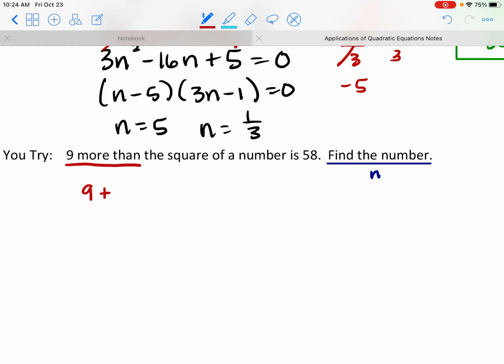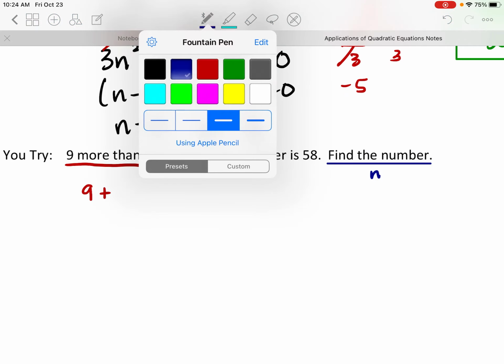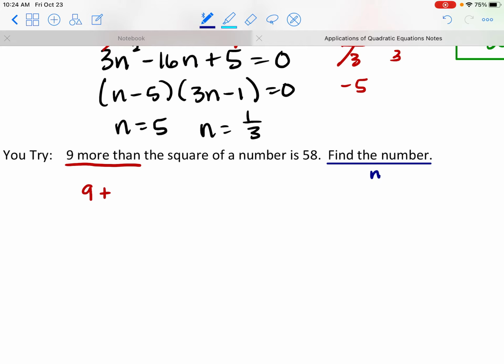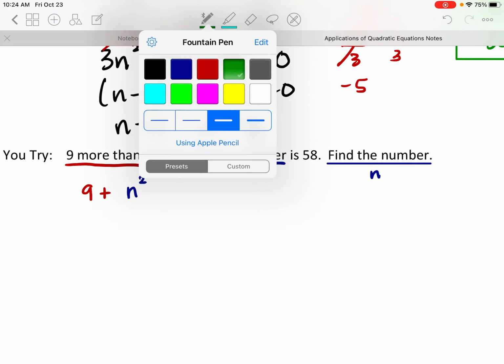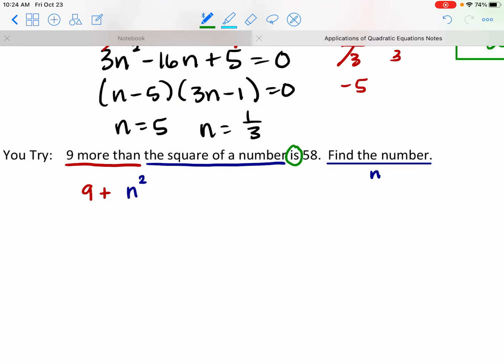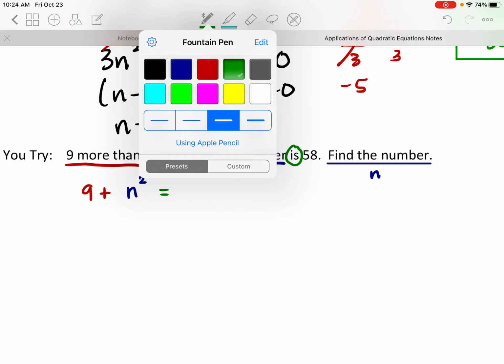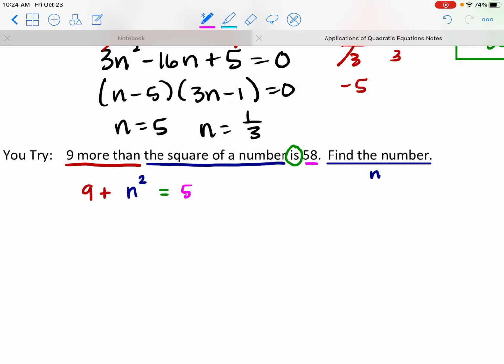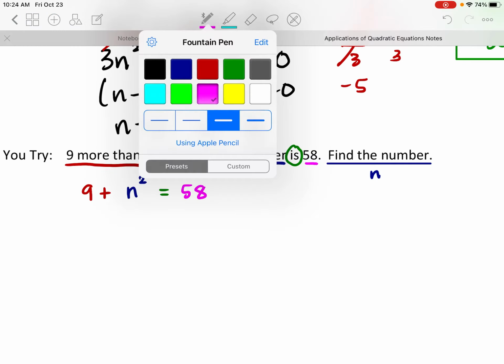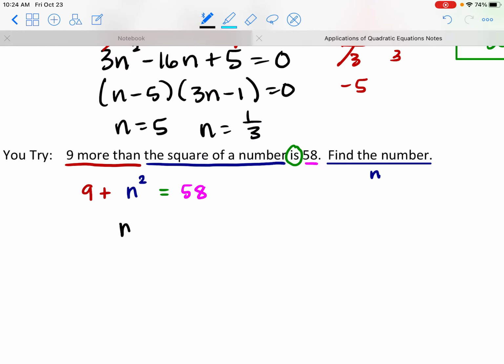So 9 more than means 9 plus, and then it says the square of the number. We're adding to the square of the number. So again, that's going to be n squared. And then is our equal sign. And then 58, don't have to translate there. 58 is 58, okay? So here's our equation. Our equation says n squared plus 9 is equal to 58. And we don't have to try to factor this one. We can solve using our square root method because we only have one term with the variable.